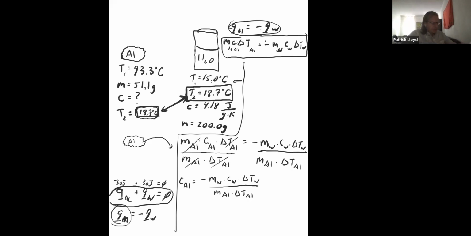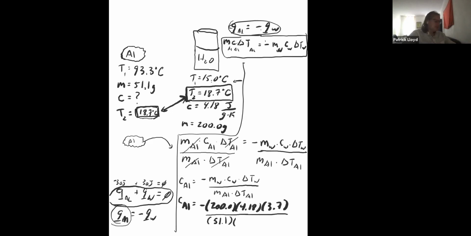I'm not going to put in the units right here. I'm going to leave that for you to prove to yourself that the units do work out. The mass of the water is 200 grams. The specific heat of the water is 4.18. The change in the temperature of the water went from 15.0 to 18.7, so that's 3.7. Now we're going to divide that by the mass of the aluminum, which is 51.1.